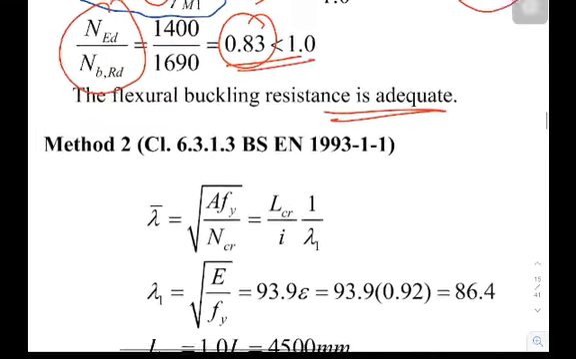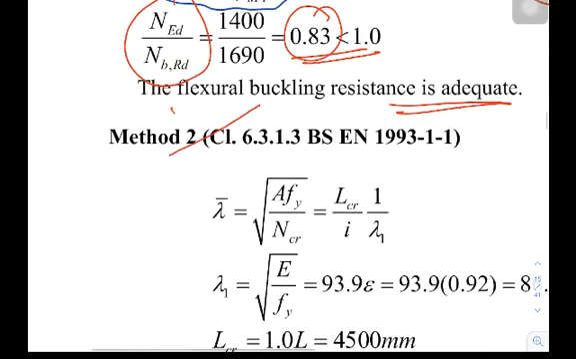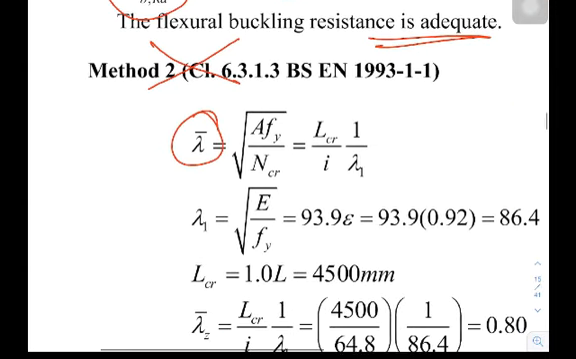You can forget about this. So this one, method number 2, it will give the same answer. This one is actually to find the value of lambda bar. It's similar to the one I've said. It's just an alternative formula. You can forget about it.